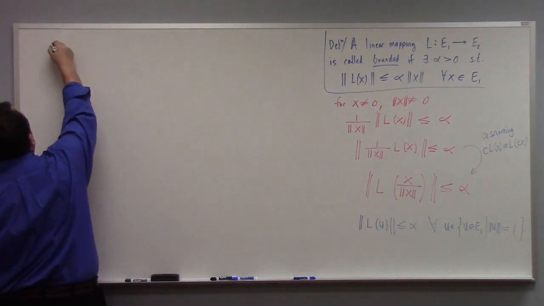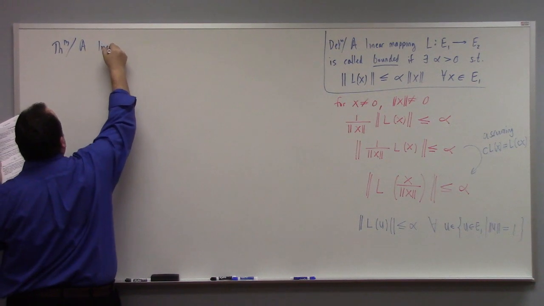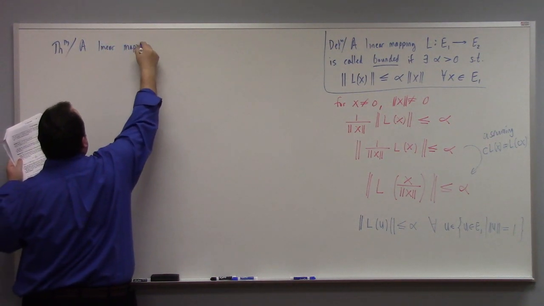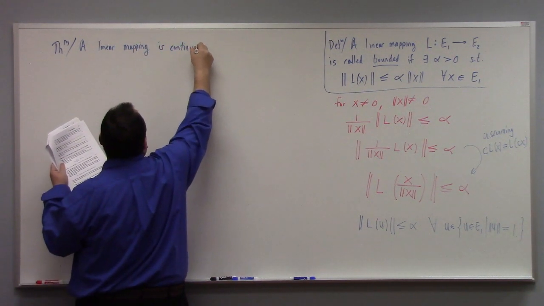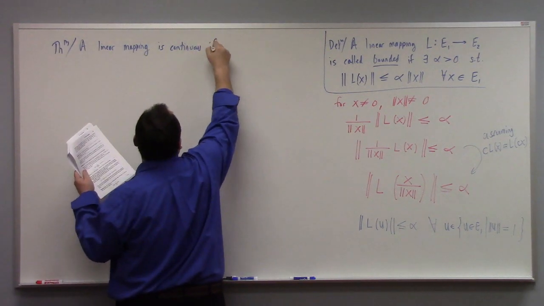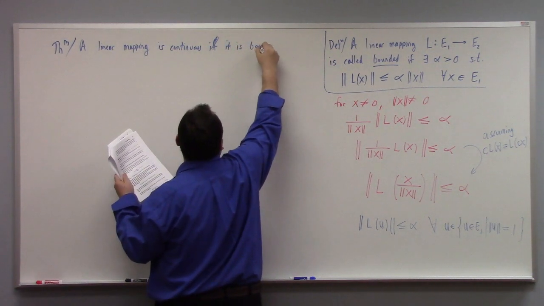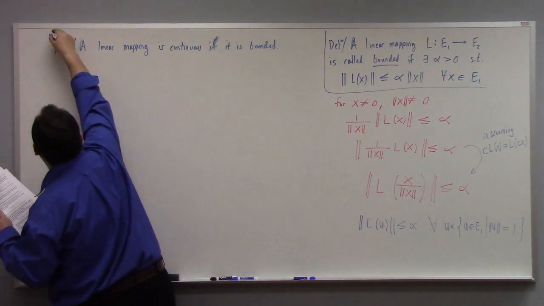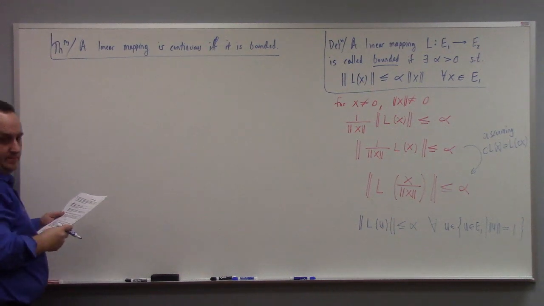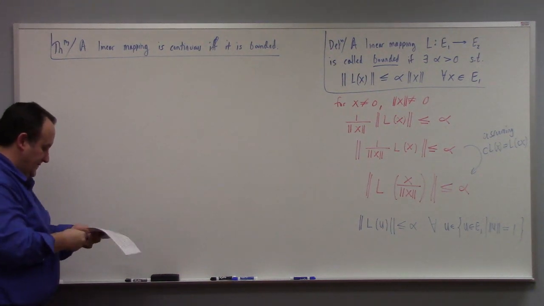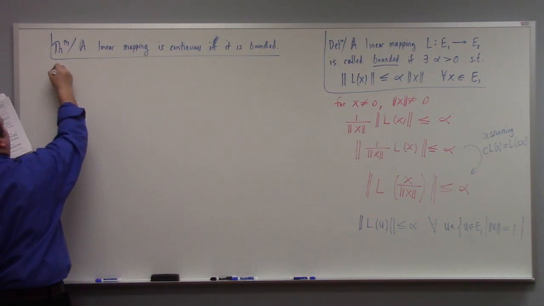So, theorem: a linear mapping is continuous if and only if it is bounded. All right, let's see if we can prove this. I'm going to follow the book and see where it takes us.